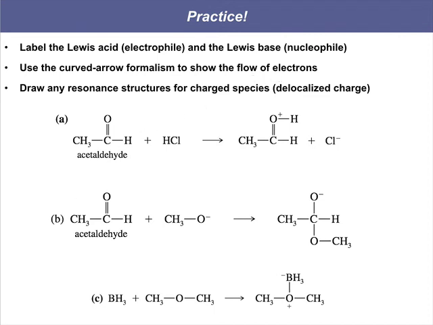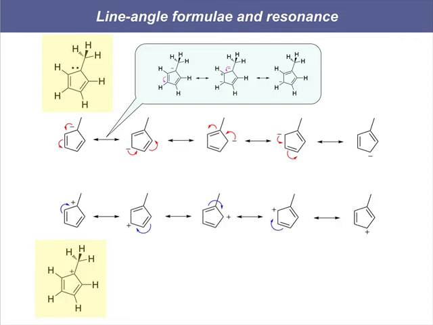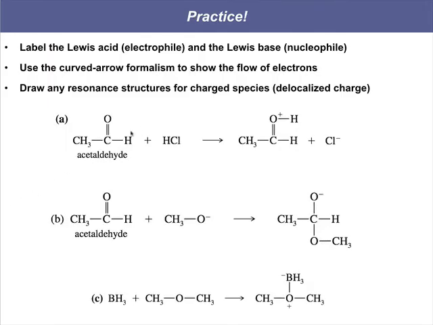Now, one last thing before we go, I want to mention using line angle formula along with resonance. It's okay if you start out using the explicit formulas like the book is using at this point. When you're a beginner in organic chemistry, it's important to pay attention to where every atom is, to know where every pair of electrons is.